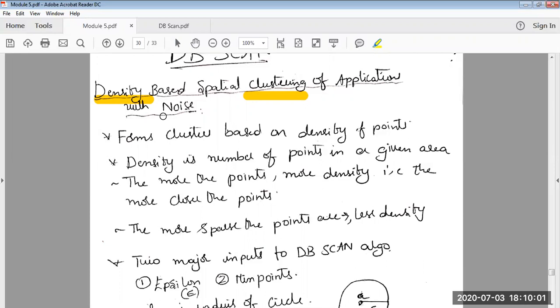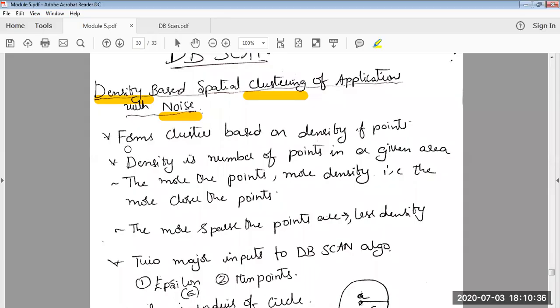One more aspect you need to note here is noise. This algorithm will even take noise points into consideration. Noise points are the points which are not part of the cluster, which are outliers that we had discussed in many of the previous discussions.